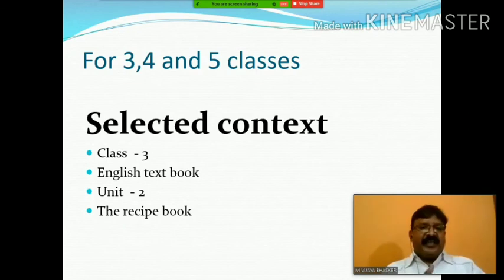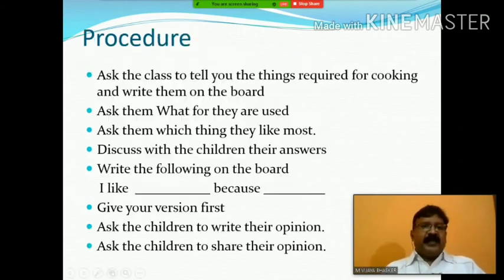I have selected a context from the class 3 New English textbook, unit 2. The name of that unit is The Recipe Book. The story is simple. It is all about the kitchen utensils coming together for preparing different food items for a dinner. Next, sir. How to ask your children to express their opinions?